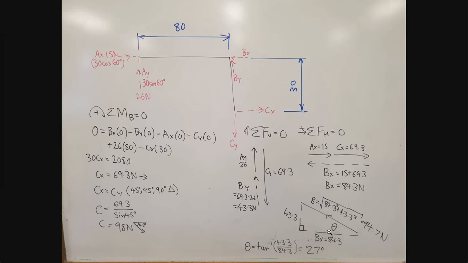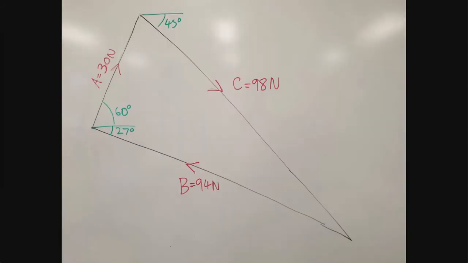Once we have that horizontal and vertical component, we can use Pythagoras' theorem to find the value of B, and we find the angle by taking the inverse tan, or arctan, tan on Excel, opposite over adjacent, which gives us 27 degrees, which is what we had in the question. They gave us the angle in the question.